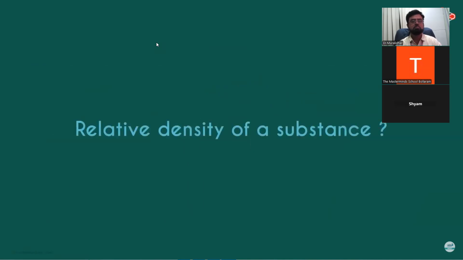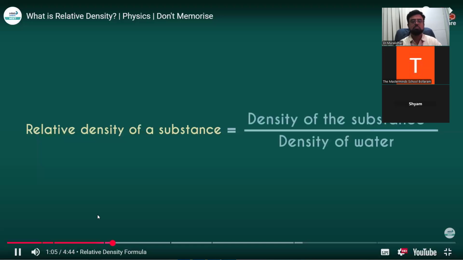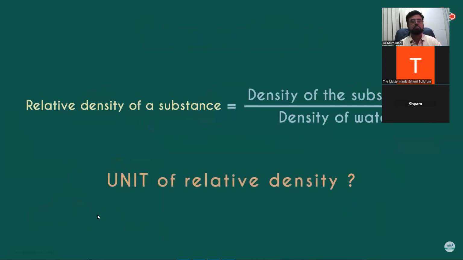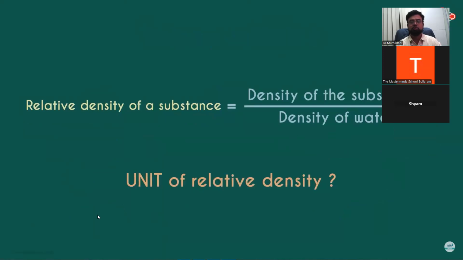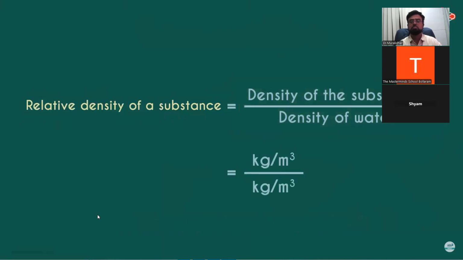How do we define the relative density of a substance? It equals the ratio of its density to that of water. Yes, density of the substance over the density of water. Can you tell me the unit of relative density? No units. Look at the right-hand side and tell me the unit. As it is a ratio of similar quantities, relative density will have no units. The units from the numerator and denominator cancel each other out.